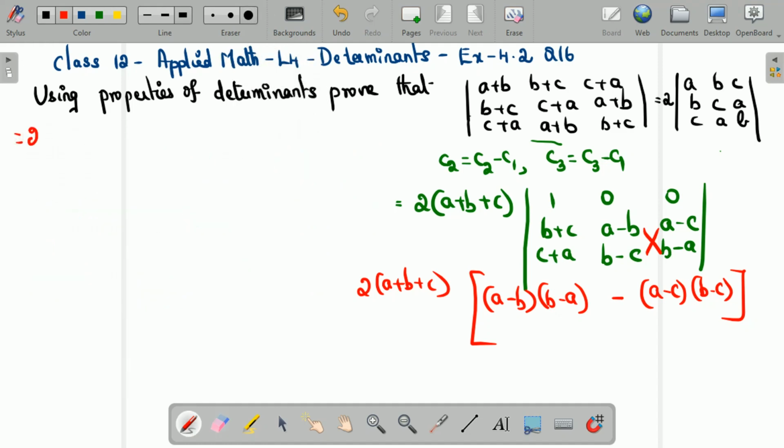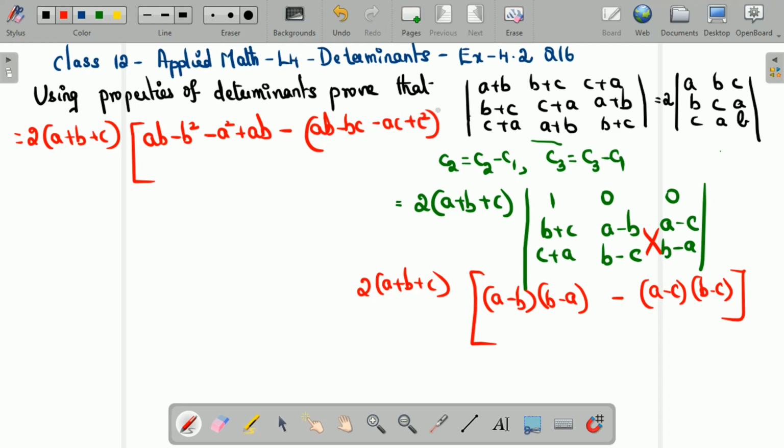This is going to be equal to 2(A + B + C). The first part we are doing term-wise multiplication: AB - B² - A² + AB, minus, I'm putting the minus sign as such and performing the multiplication: AB - BC - AC + C². The next step, I'm removing the minus sign.